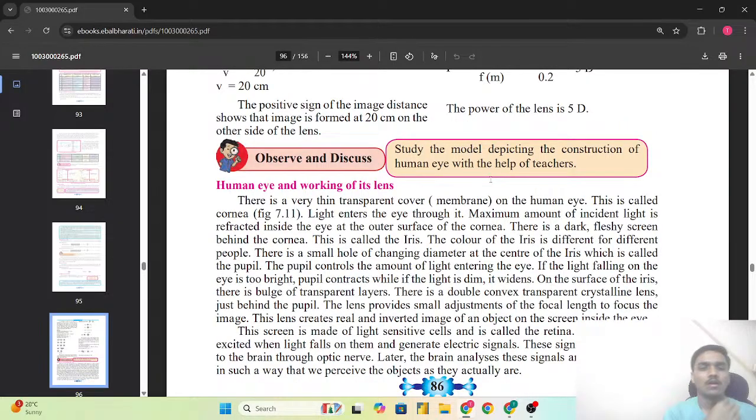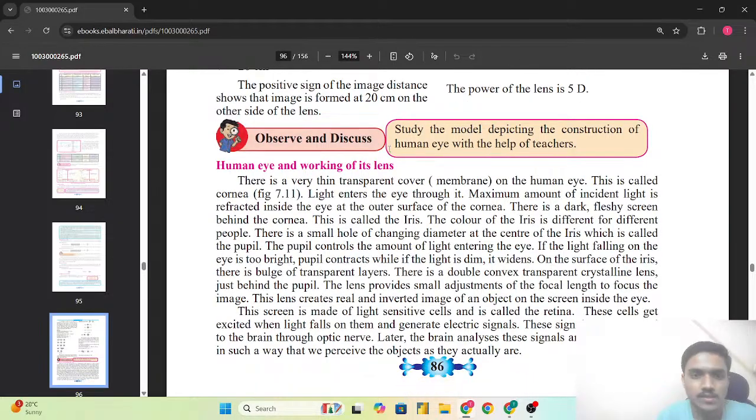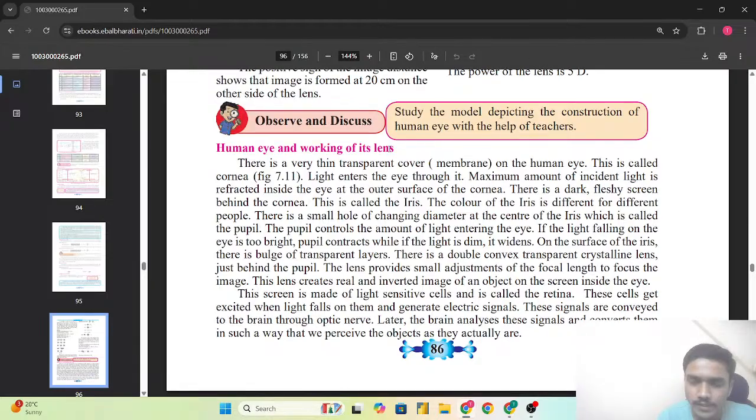Next, we are going to study the next topic, that is the human eye and the working of its lens. There is a very thin transparent cover membrane on the human eye, which we call the cornea. Light enters the eye through it. The maximum amount of the incident light is refracted inside the eye at the outer surface of the cornea.